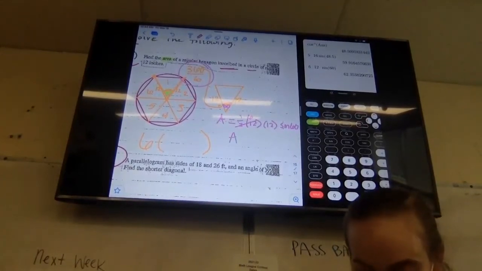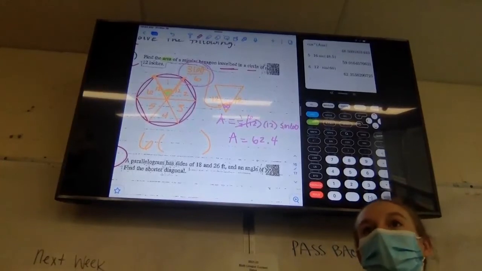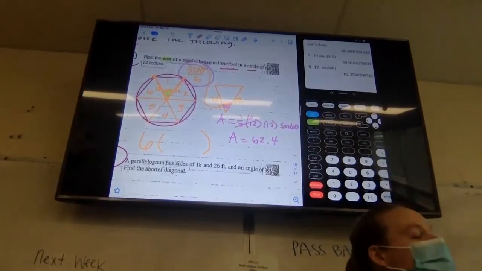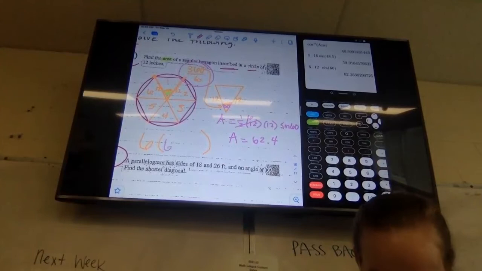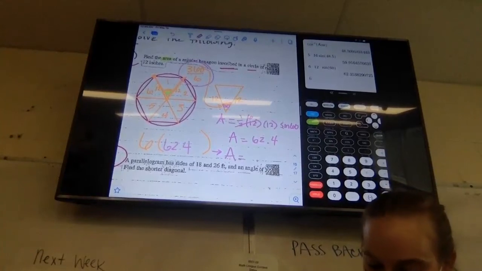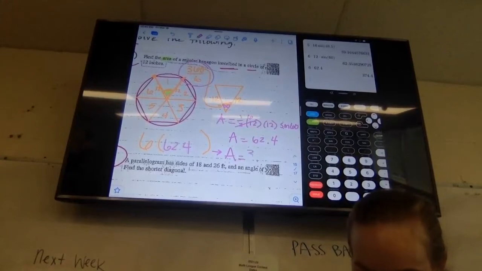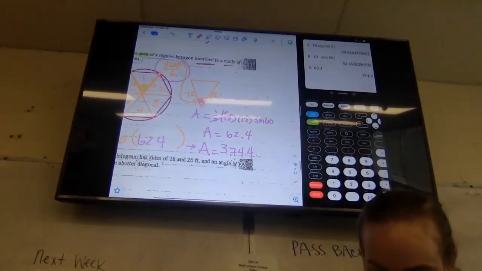So area for one triangle is 62.4. But I don't care about just one triangle. I want to find it of the entire hexagon. So I need to do 6 times 62.4. And so area of the entire hexagon is going to be about 374.4. And I think we're in inches squared.